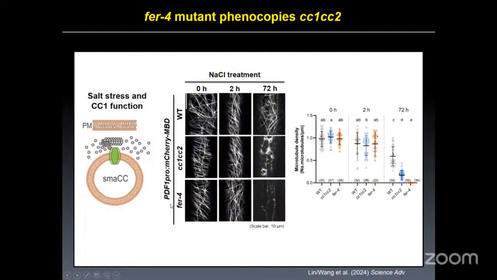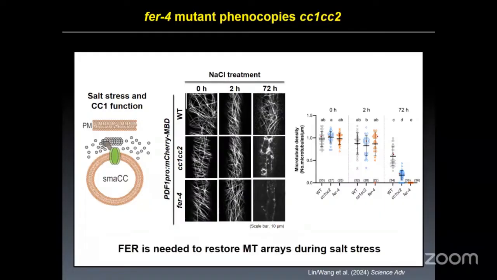And so to test that, we took a microtubule marker, introgressed it into the Feronia mutant, and you can see here when we treat seedlings with salt, the wild type copes relatively well with that, whereas in this double mutant, you can see that the microtubules are gone, and the same scenario for the Feronia mutant. So at least there's a link between how these mutants are responding to salt stress. Right.